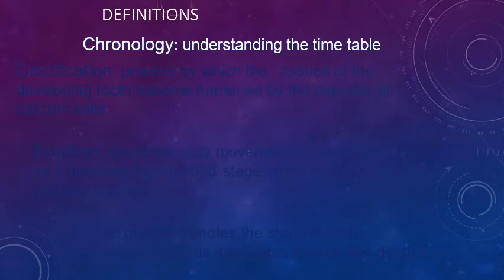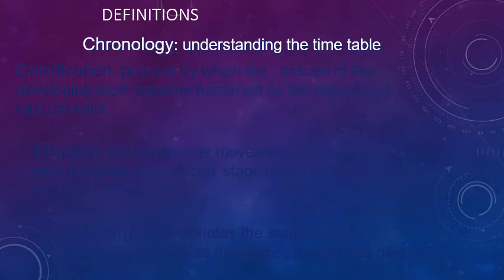So what exactly is chronology? Chronology means understanding the timetable. The timetable is the sequence of eruption, or how the teeth erupt into the oral cavity and when they erupt into the oral cavity. So this is known as chronology.